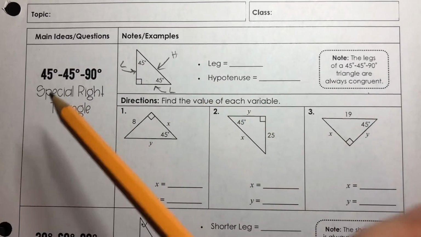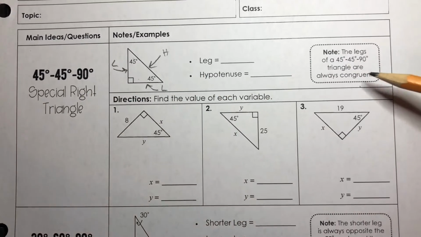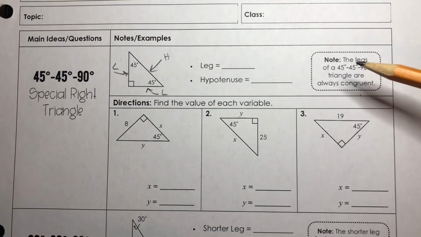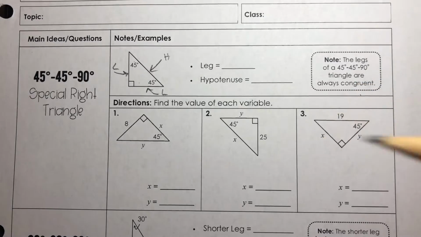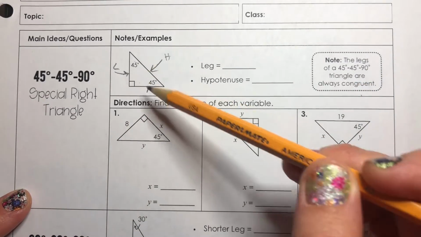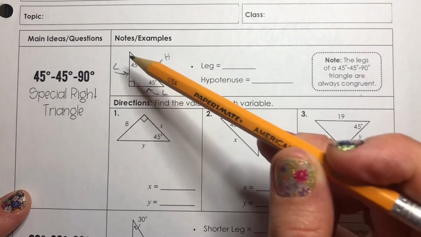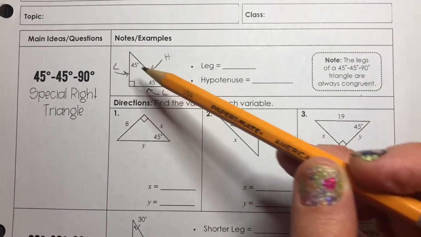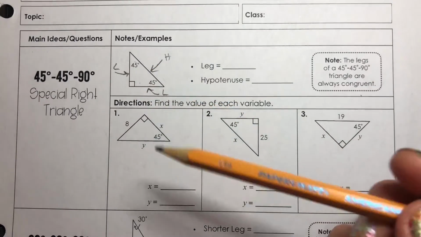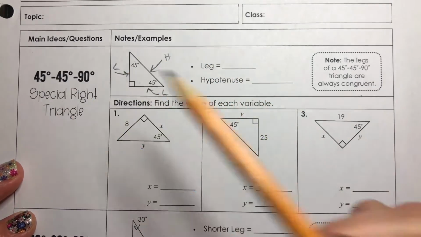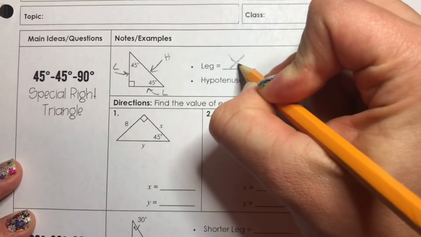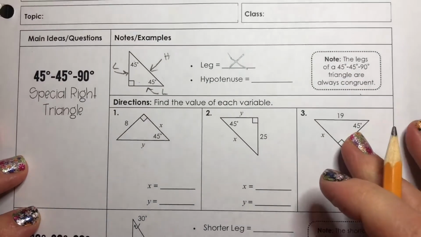So with a 45, 45, 90 triangle, there's a note here that I want you guys to remember: the legs of a 45, 45, 90 triangle are always going to be congruent. Because these legs are across from these 45-degree angles, they're going to be congruent because the angles across from them are congruent. So with our special triangles, we always call the length of the legs x.